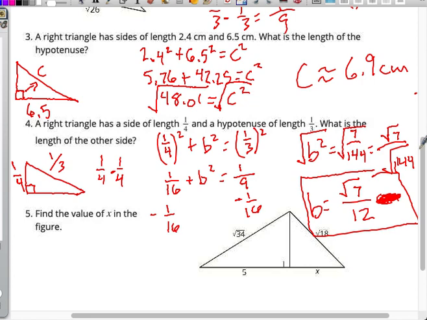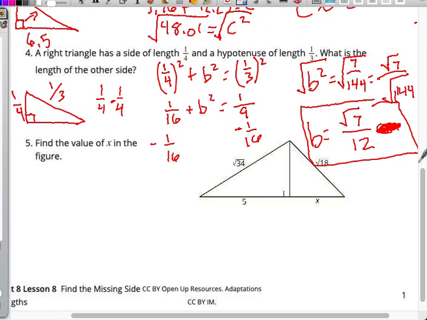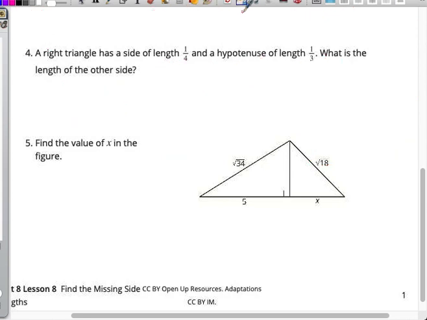All right, everybody good there? I need to erase that so I have room to work the next one. We good? Okay. That's the button I want.